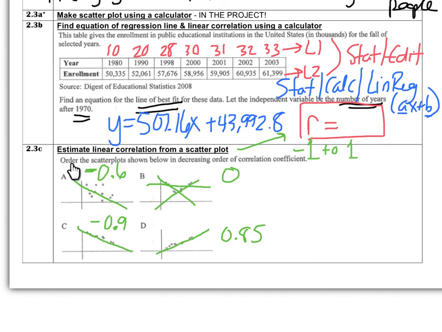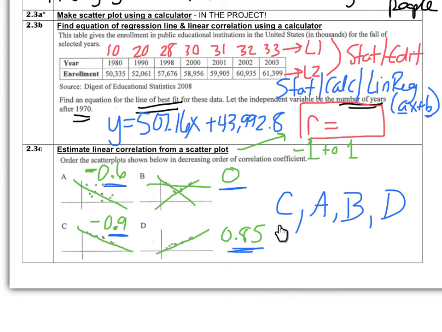Now be careful, it does say order the scatter plots below in increasing order by their correlation. So the first scatter plot would be letter C. The next one that's the next smaller is this one here, which is letter A. The correlation of 0 is next, B, and the last correlation is this one, which is D. So these scatter plots are listed from the smallest correlation to the highest correlation. Keeping in mind, smallest means the most negative number, not that it's 0.